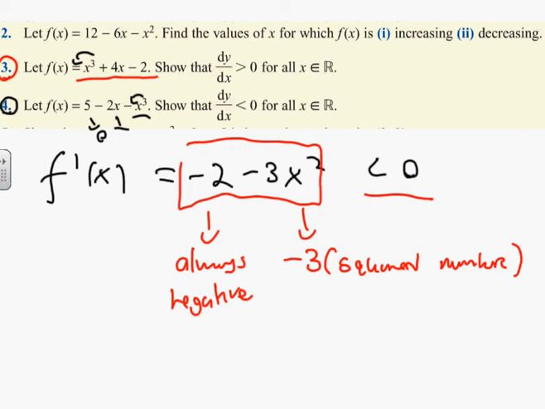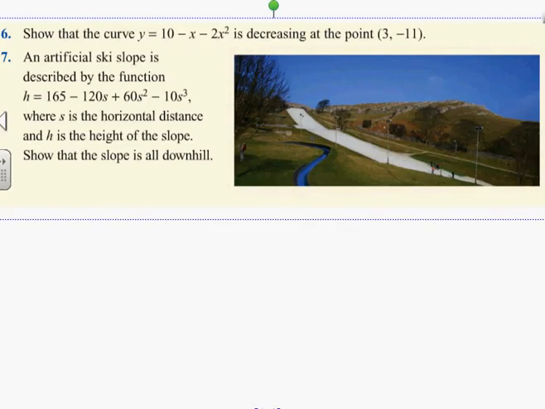Okay. Now we're on to, is it question 5? Which one of these? Okay.